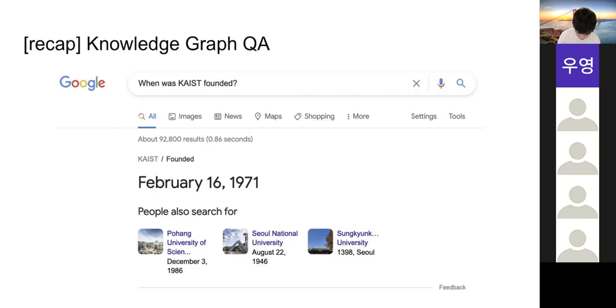So this task will be mapping this question to this form, KAIST/founded. And once you have mapped the question to KAIST/founded, which is a logical form, then you can execute this on the database so that you can obtain the answer in a very efficient and deterministic manner. And that's exactly the benefit of semantic parsing compared to machine reading comprehension question answering, because it's more interpretable, efficient, and also very, I would say, rigorous.